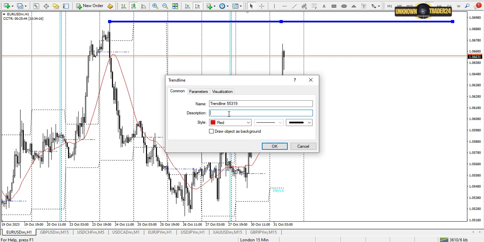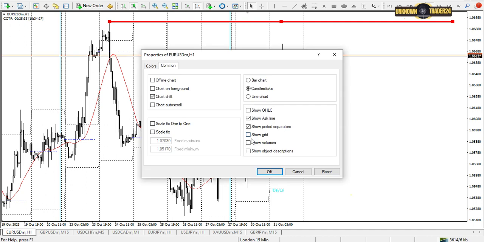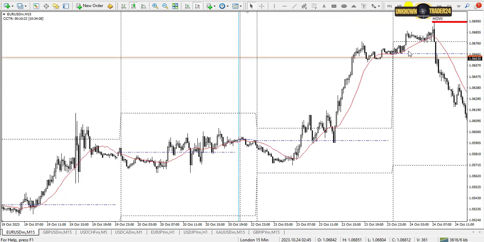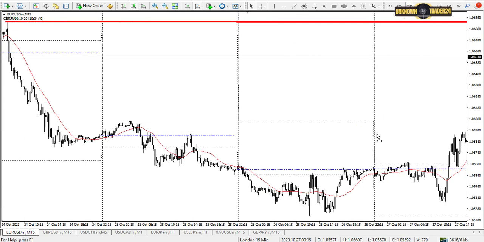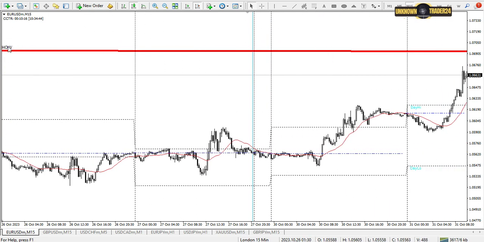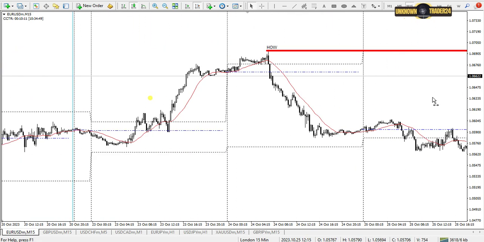So remember, what we do is we have the high of the week. We select the high of the week, and as you can see, I'll go back again and select show object description, and now I have my object description. The reason I chose this is because if I go to a 15-minute chart, let me show you something. You see, when I scroll like this, the label remains. This label will always be there.